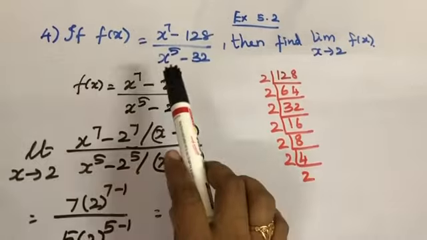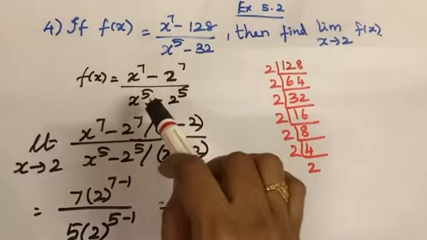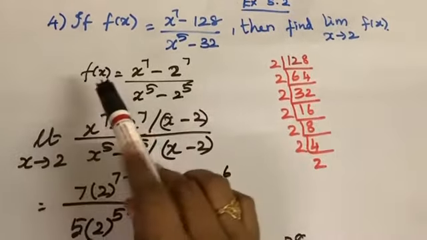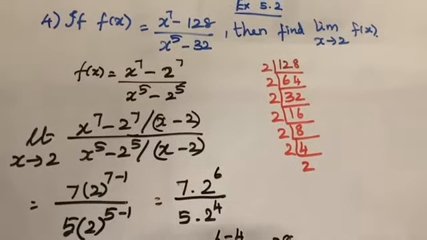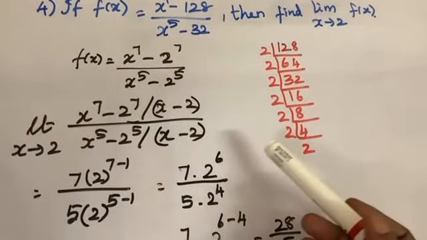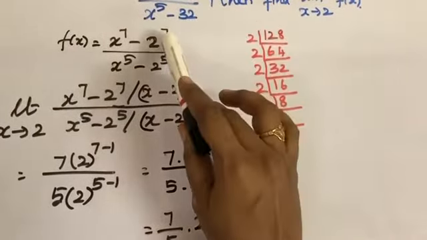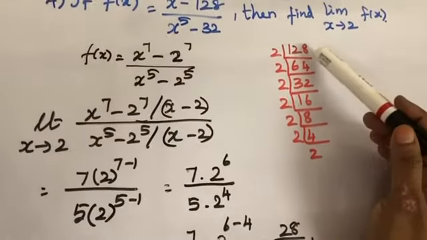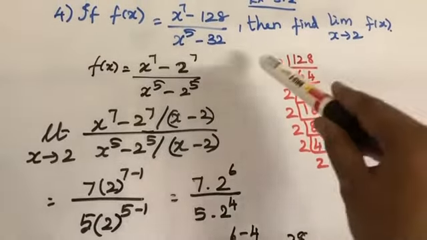If f of x is equal to x power 7 minus 128 divided by x power 5 minus 32, then find limit x tends to 2 f of x. So we have to find the value of this function while applying limit x tends to 2. To apply the standard limit form, I am going to write 128 in powers of 2. Similarly 32 also in powers of 2. So while dividing 128, we get 2 power 7. 128 is equal to 2 power 7.